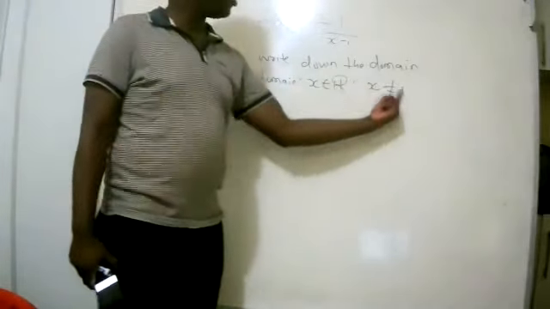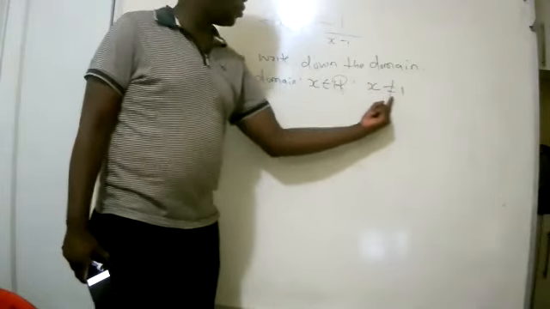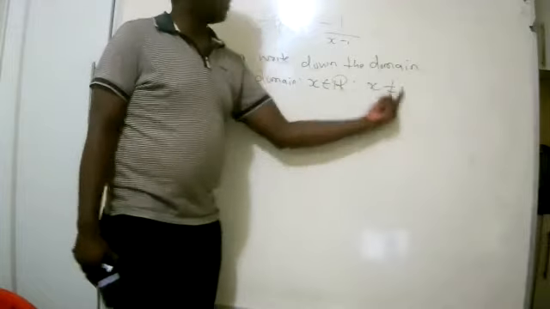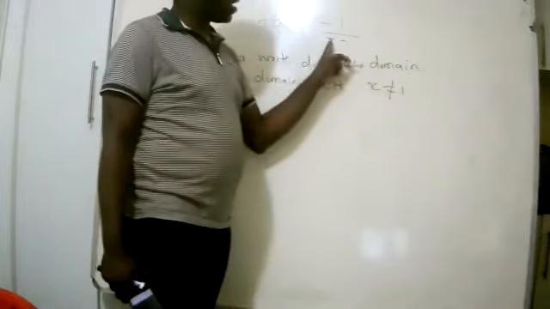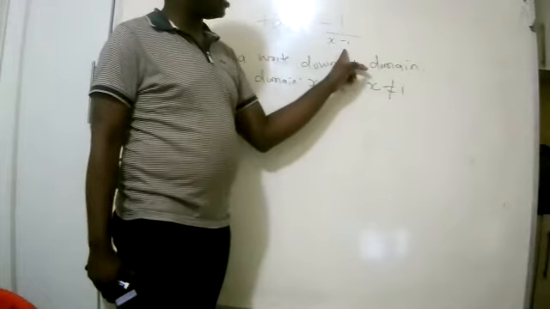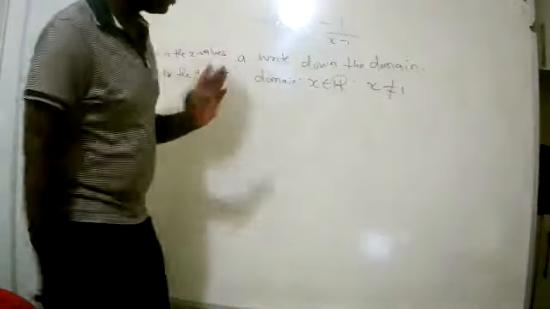The restriction is the asymptote on the x asymptote. So x must not be equal to 1, because you can see if x is equal to 1, this will be undefined, because the denominator will be equal to 0. So I believe you get that right.